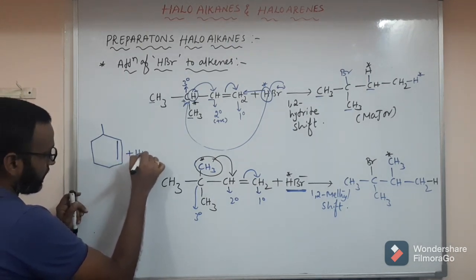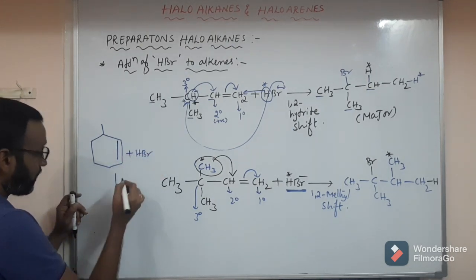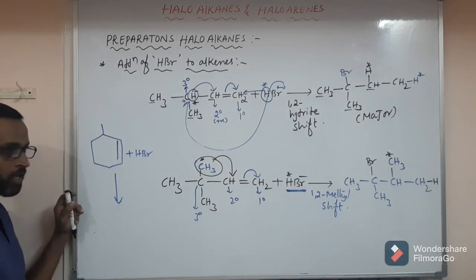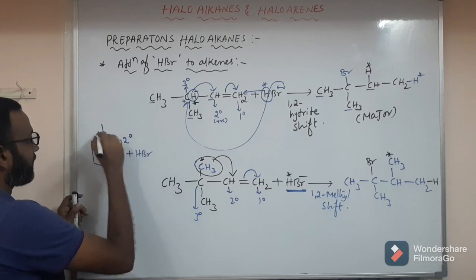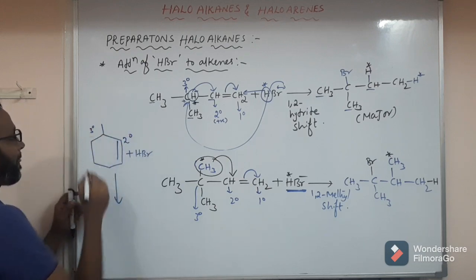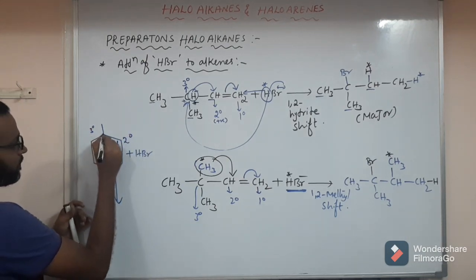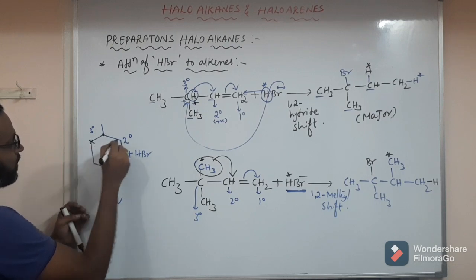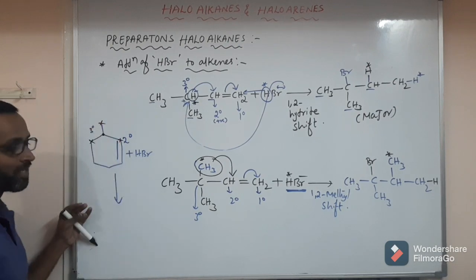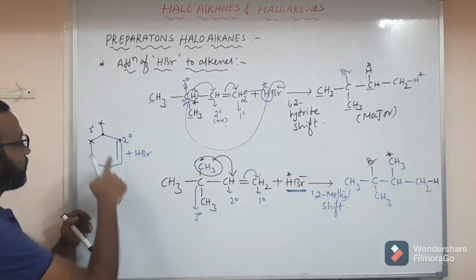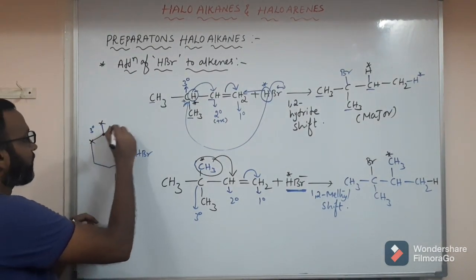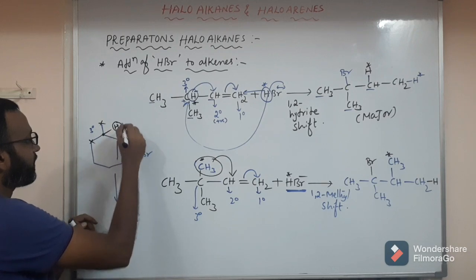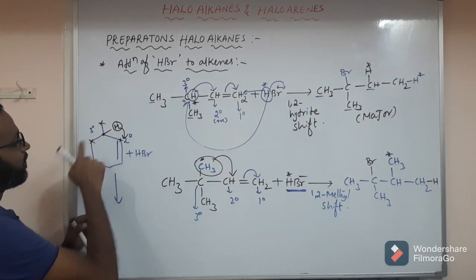Now I am adding HBr. So here you can see, this is what we call secondary, and now this is tertiary. How am I saying tertiary? This carbon, if you see, 1, 2, 3, has 3 carbons attached. So the double bonded carbon adjacent is more stable. So from here, hydrogen will migrate over here, and this Br will come over here.